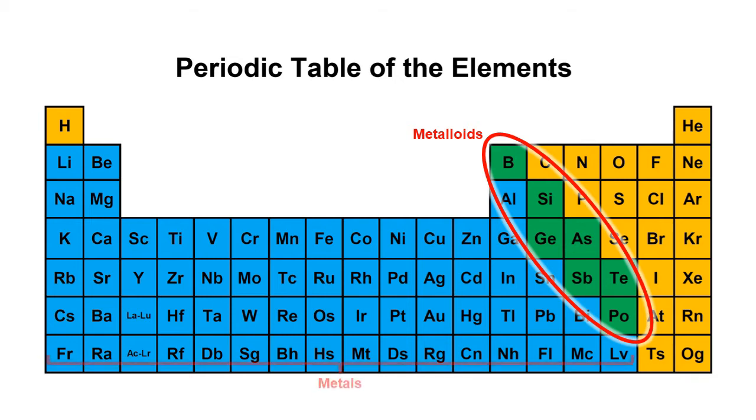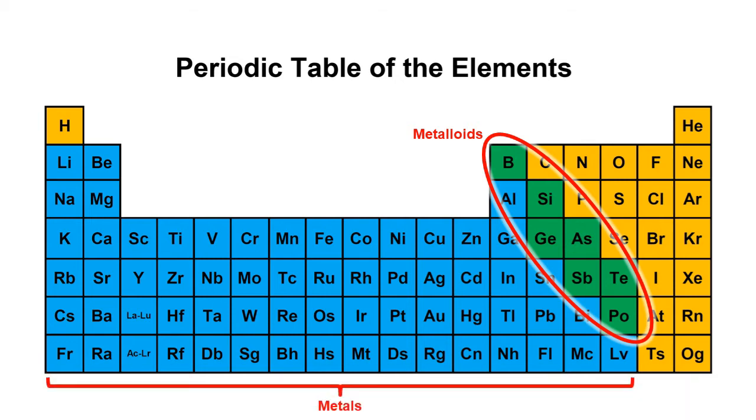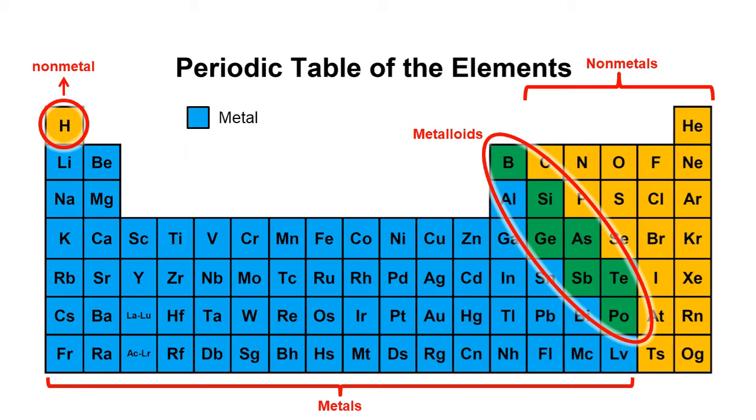Those elements to the left side of the metalloids are metals. The only exception here is hydrogen. Although hydrogen is located at the left side portion, it is considered as a non-metal. On the other hand, those elements to the right side of the metalloids are non-metals. As you can see, the elements in blue squares are metals. The elements in yellow squares are non-metals, while the elements in green squares are metalloids.